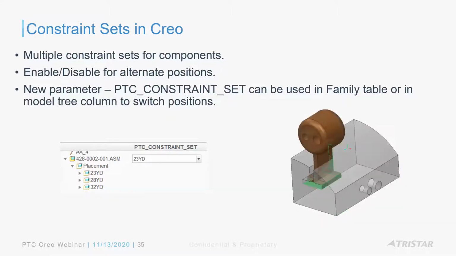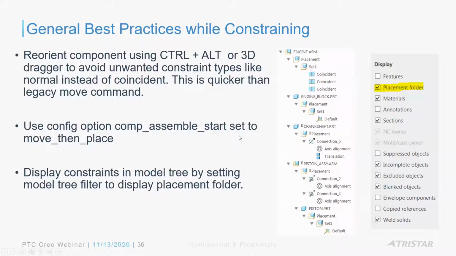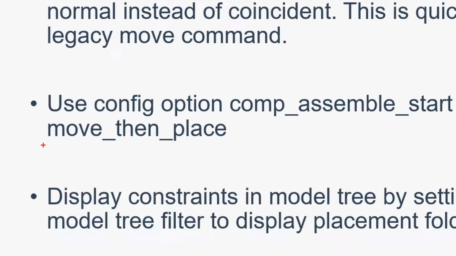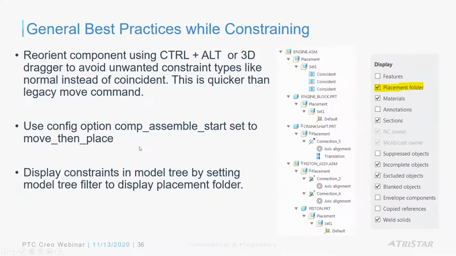Introduced in Creo 2. Just finally wrapping up with a few other config options and settings that I like personally in assembly is component assemble start. Try setting that to move then place. What it does is when you bring in a component, it automatically puts your part to the mouse cursor. Very, very useful. Many times I've seen users spend a lot of time bringing it in closer to the assembly, or maybe they use a secondary window, but if you set it to move then place, it will automatically lock to your mouse cursor.